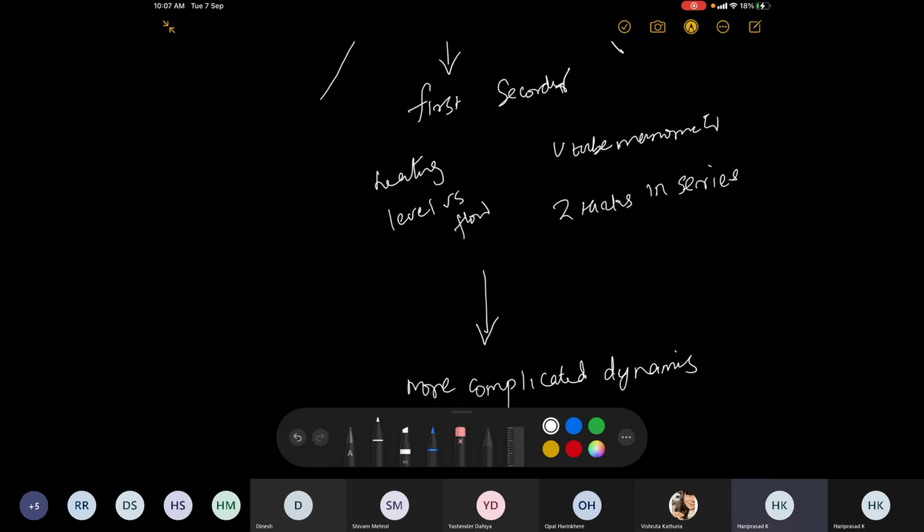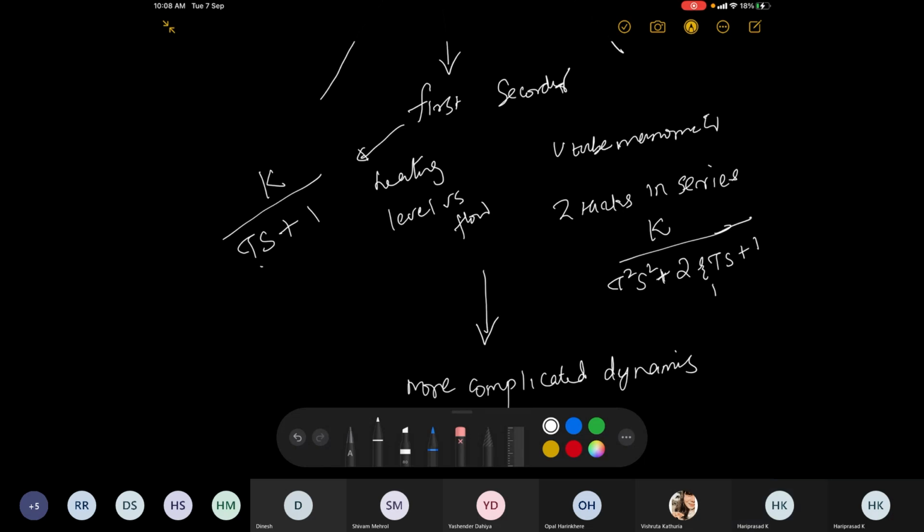So the first order system is fairly straightforward. It would have a numerator and denominator of this form. Numerator gain, denominator time constant times s plus 1. While second order would be slightly different. So it would have, of course, an additional term called zeta, which is the damping factor. So this is again a time constant. So this is the broader framework of first order and second order system.